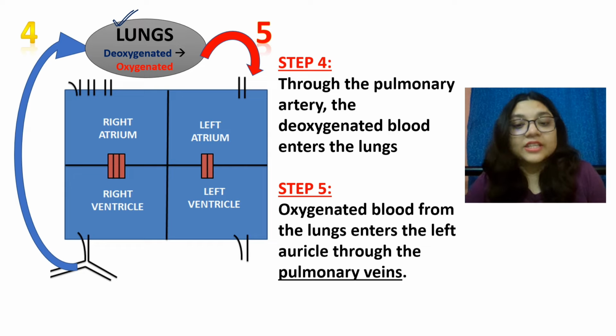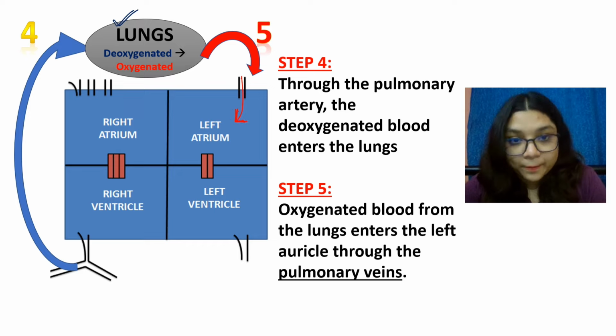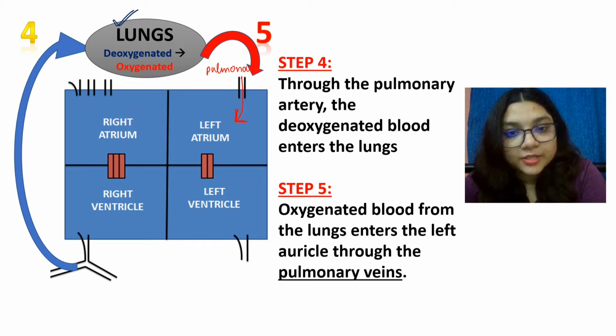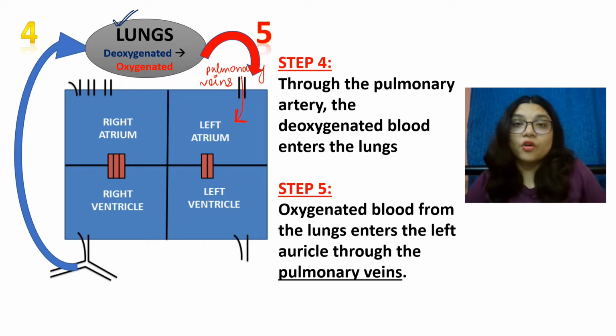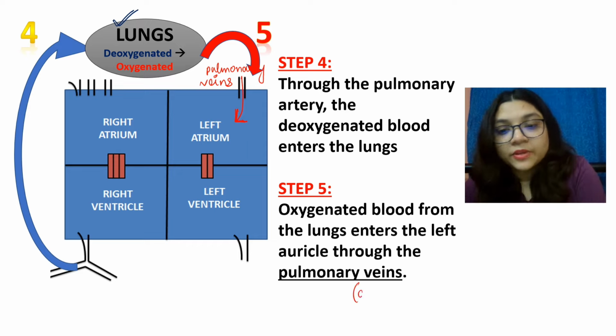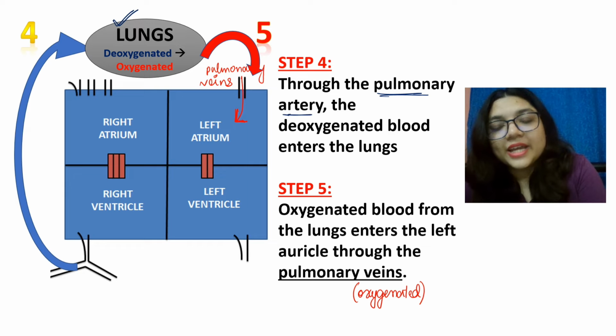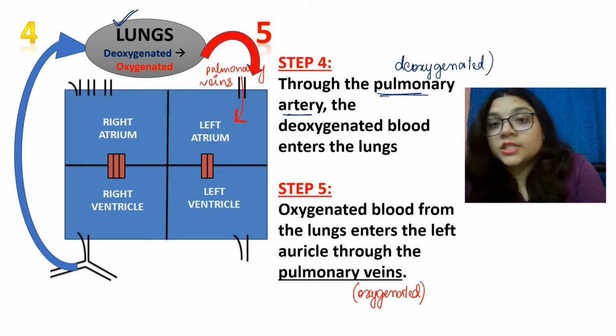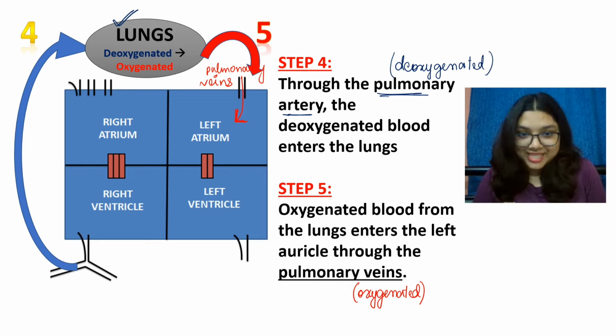In step 5, this oxygenated blood now gets back to the left atrium, and it enters through the pulmonary veins. So I guess all of you have taken into consideration that of all the arteries and veins, pulmonary artery and veins are an exception. That is, pulmonary veins carry oxygenated blood, while the pulmonary artery carries deoxygenated blood. In general, arteries carry oxygenated blood and veins carry deoxygenated blood, but this is opposite.